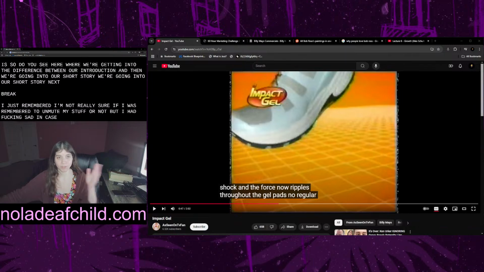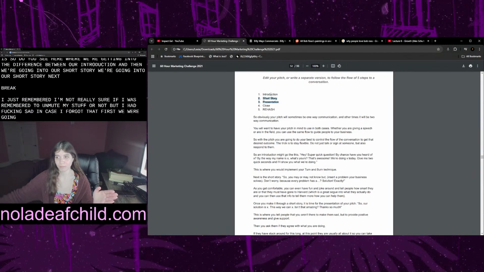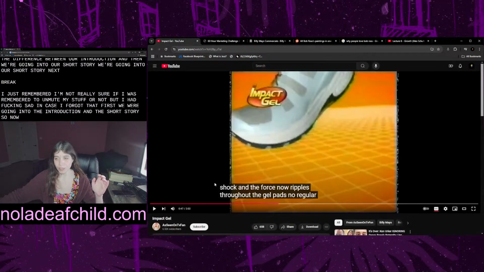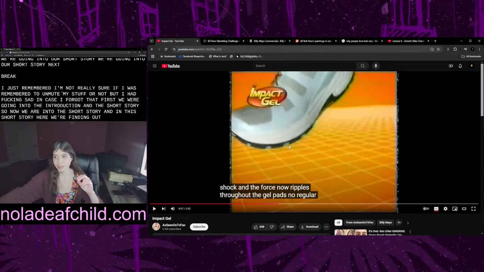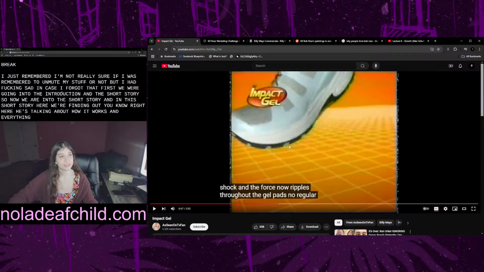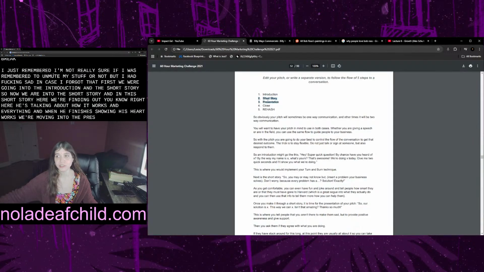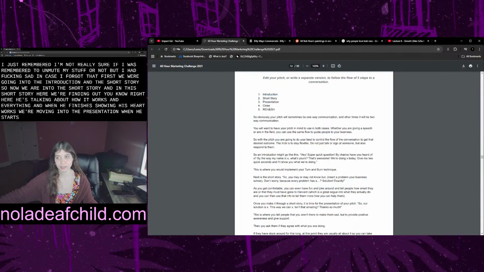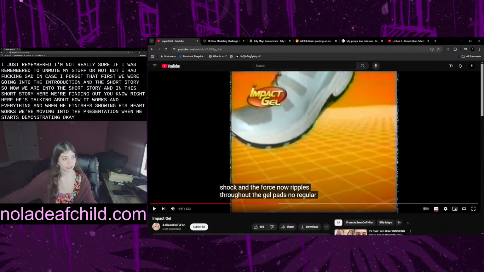I had said, in case I forgot, that first we were going into the introduction and the short story. So now we are into the short story, and here he's talking about how it works. When he finishes showing us how it works, we're moving into the presentation, where he starts demonstrating. Okay, so watch it.